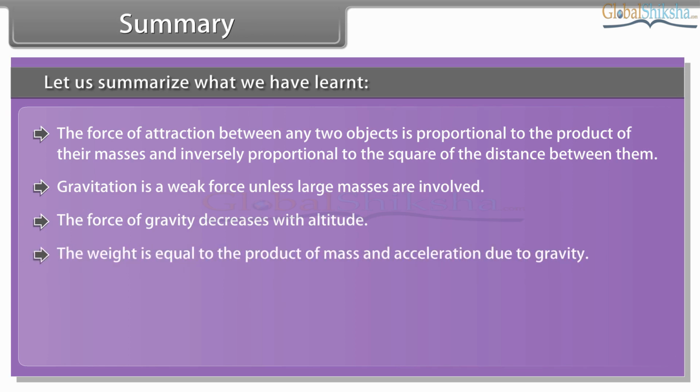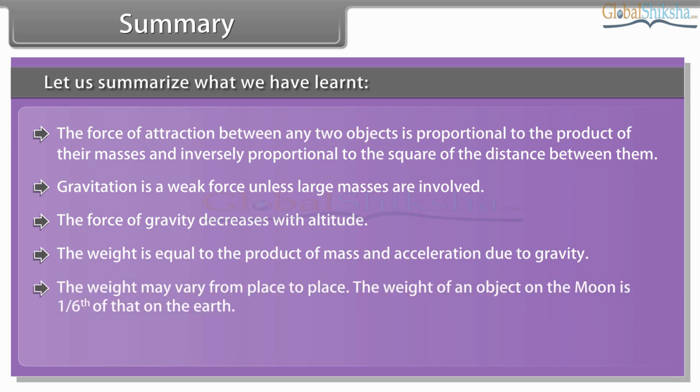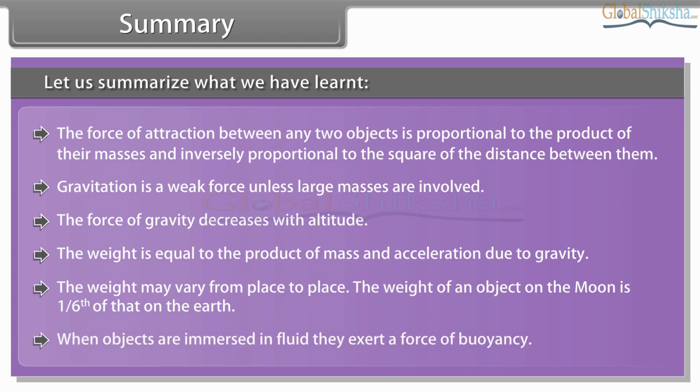The weight is equal to the product of mass and acceleration due to gravity. The weight may vary from place to place. The weight of an object on the moon is 1/6 of that on the earth. When objects are immersed in fluid, they exert a force of buoyancy.